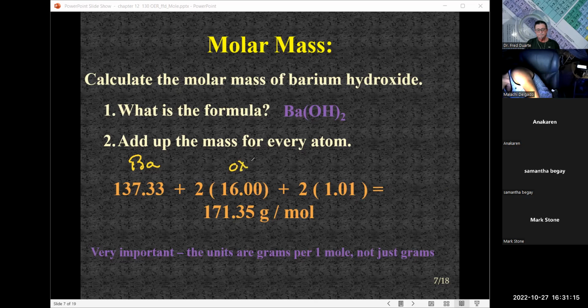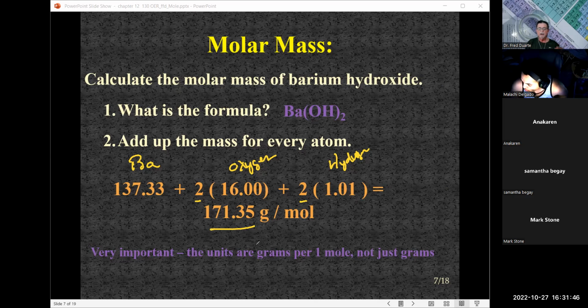The oxygen has an atomic weight of 16. There are 2 of them in the formula. Okay, so it's 2 times 16. The hydrogen, each hydrogen has an atomic weight of 1.01. Okay, times 2, because there's 2 of them. Okay, and when we tally all that up, we get a grand total of 171.35 grams per mole. That is the molar mass for barium hydroxide.